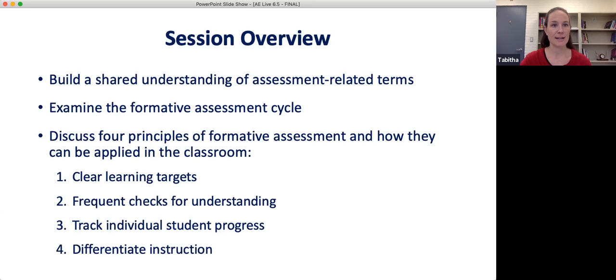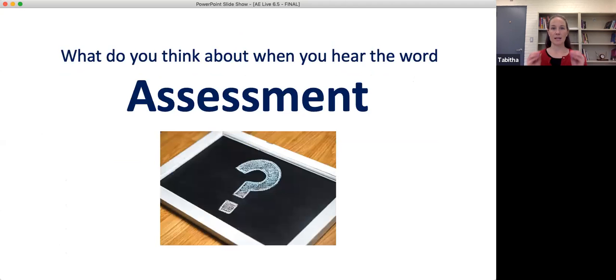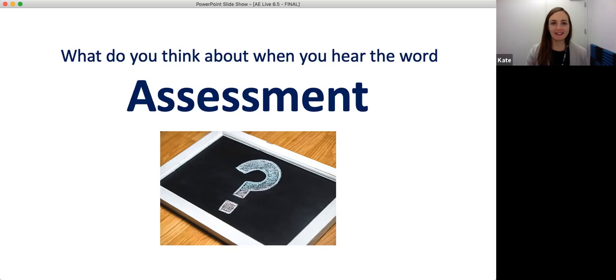So let's get started. The central concept of this presentation is assessment. So I'd like to start by getting all on the same page. What do you think about when you hear the word assessment? All right, everyone, we'd love to hear from you. Please let us know what are some ways that you think about this term assessment. What do you think of? How would you define it? We'd love to hear from you.